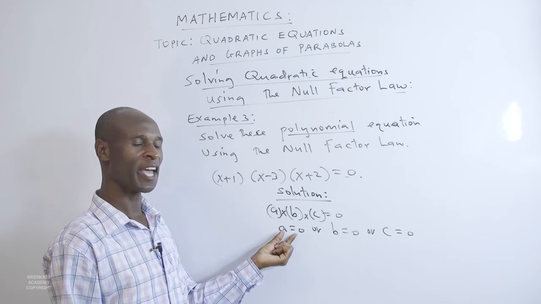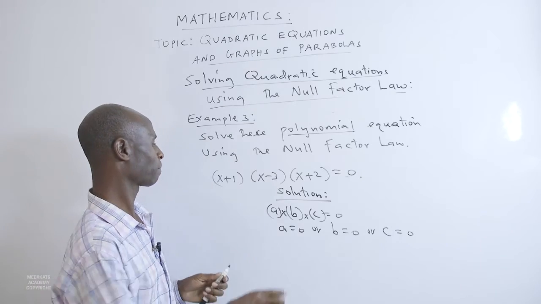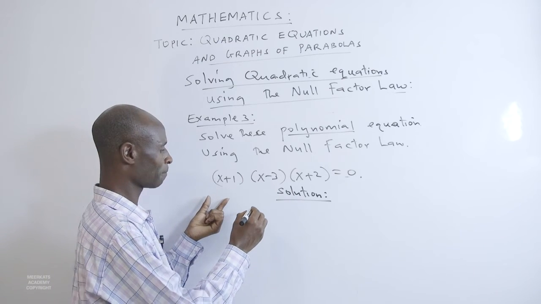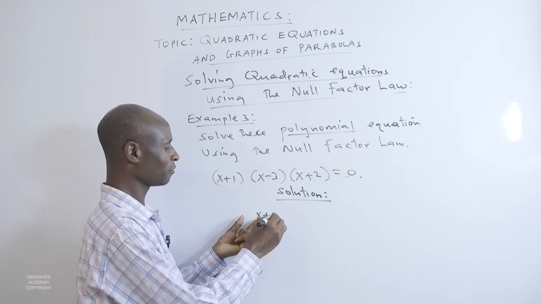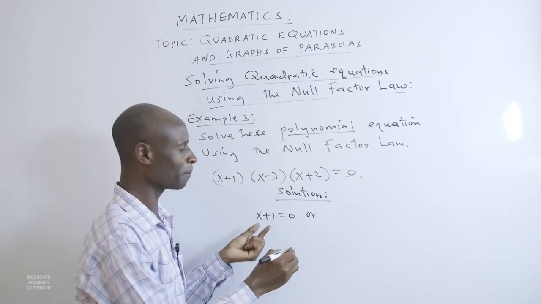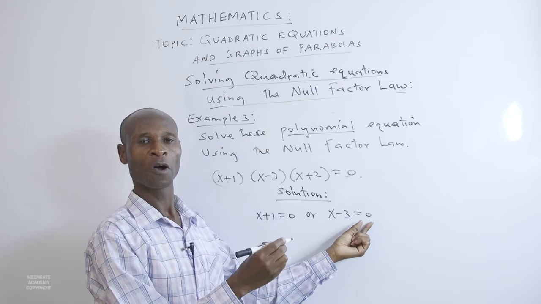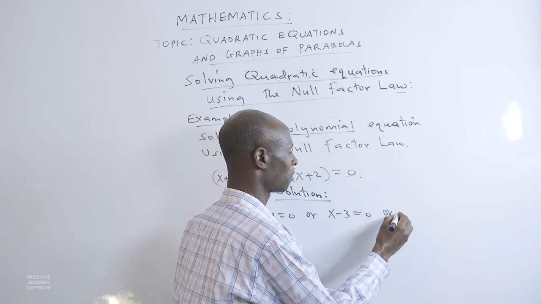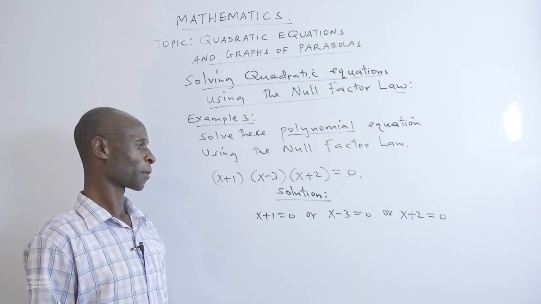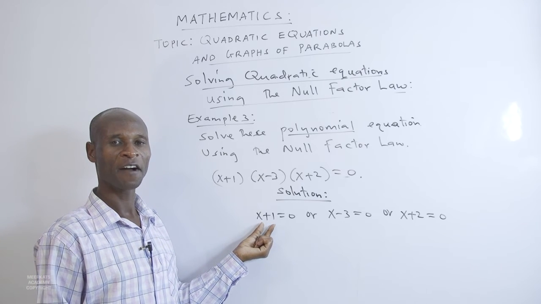In our case, instead of A, we are having the first linear factor as x plus 1. So in this case, we don't use A, but instead we write the first linear factor x plus 1 equal to 0, or the second linear factor x minus 3 equal to 0, or the third linear factor x plus 2 is equal to 0. Then at this point, we find the value of x for every linear factor.